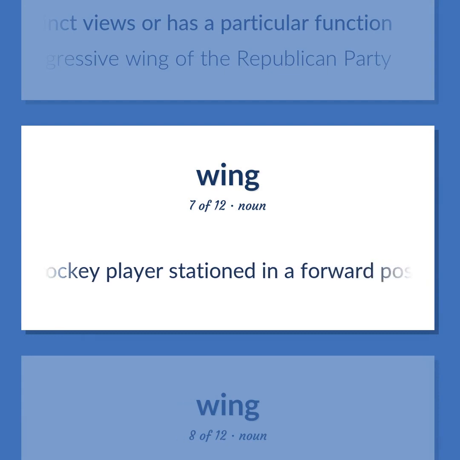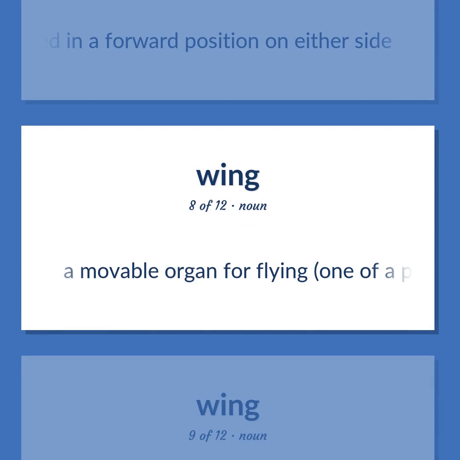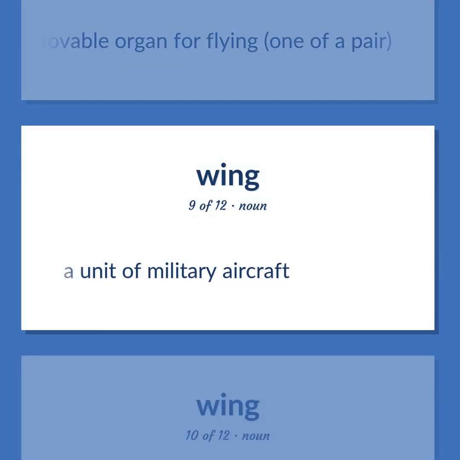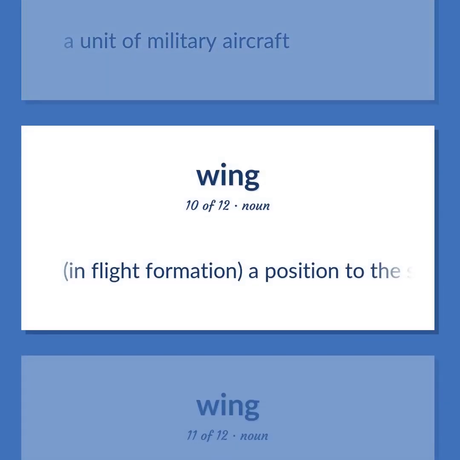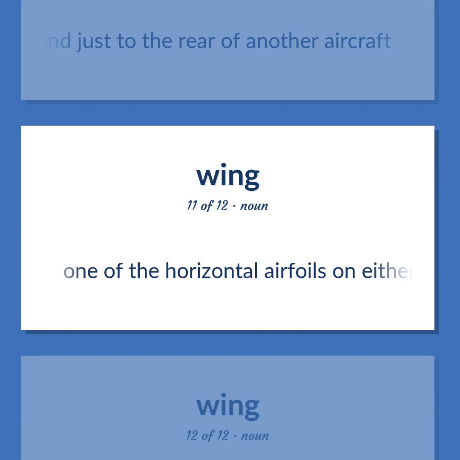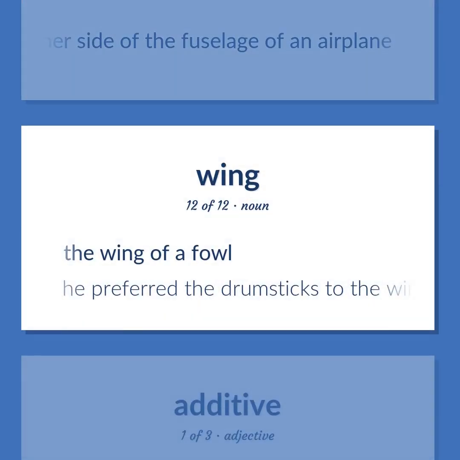A hockey player stationed in a forward position on either side. A movable organ for flying, one of a pair. A unit of military aircraft. In flight formation, a position to the side and just to the rear of another aircraft. One of the horizontal airfoils on either side of the fuselage of an airplane. The wing of a fowl. He preferred the drumsticks to the wings.